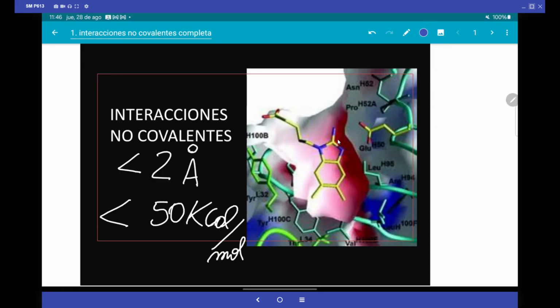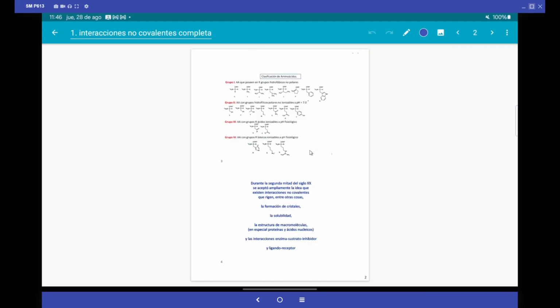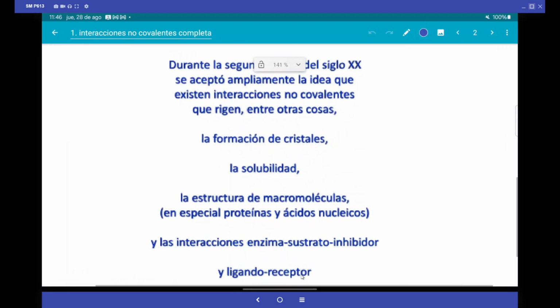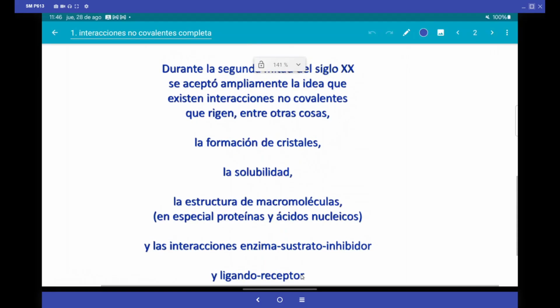In this course, we are going to see structures of this type every now and then: a molecule, a cavity, as we already explained in detail with the amino acids. Now we can move on to the matter itself. It says that during the second half of the 20th century, the idea was widely accepted that non-covalent interactions govern, among other things, the formation of crystals, solubility, the structure of macromolecules, and interactions between inhibitor and receptor binding.